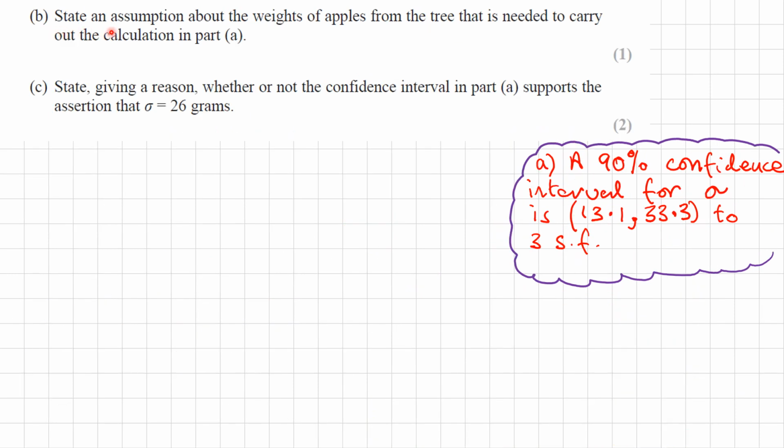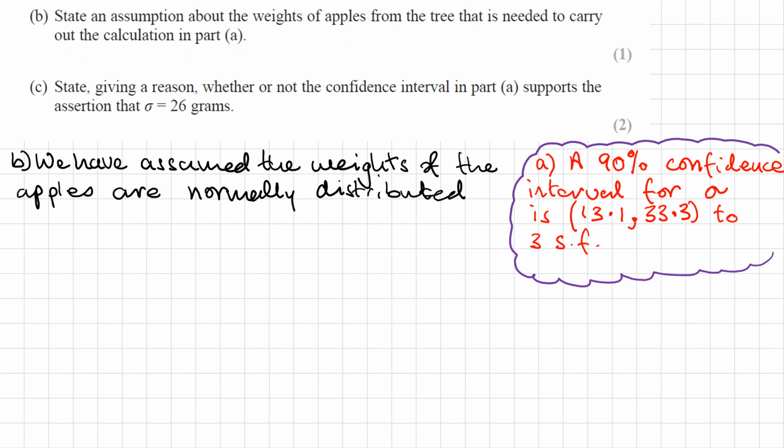Part B, state an assumption about the weights of apples from the tree that is needed to carry out the calculation in part A. Well, we have assumed that the weights of the apples are normally distributed. That's the key thing here, that they are normally distributed.